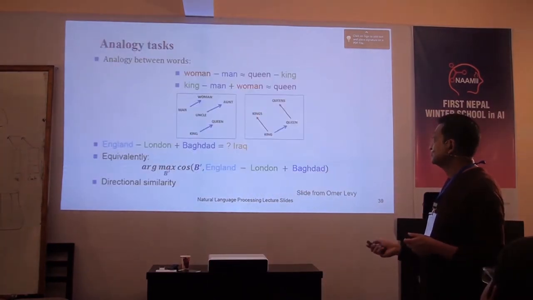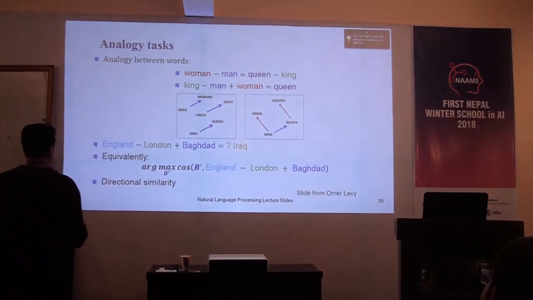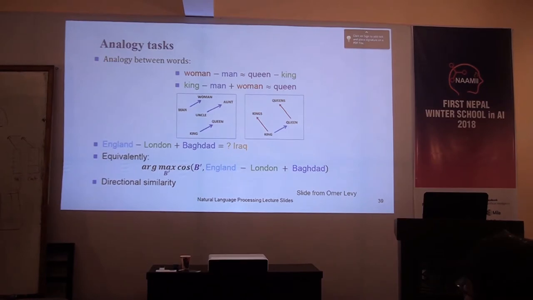Okay, so moving on. If you use something like word2vec, you would find that word2vec exhibits this kind of property: if you take the vector of woman and subtract man, this vector will be very similar to the difference between queen and king, okay? So that means king minus man plus woman should be very similar to queen, okay? So now I can ask a question, like if England is to London, what is to Baghdad? So this is an analogy question, right? If England is to London, what is to Baghdad? And the answer is Iraq, obviously, right? Because Iraq is in the same relationship to Baghdad as England is to London.